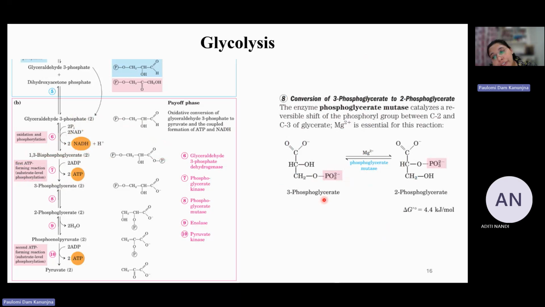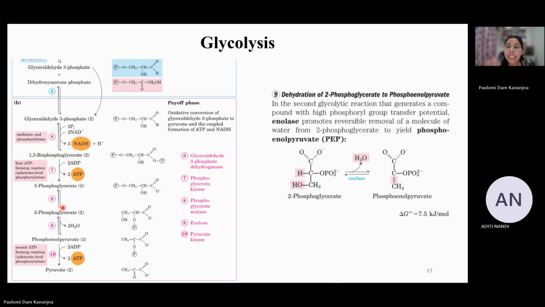What happens after this? After this, your 3-phosphoglycerate is becoming a 2-phosphoglycerate by phosphoglycerate mutase. Okay, and again, this is reversible. The phosphoryl group is shifting between the C2 and the C3 of the glycerate compound. So this is glycerate, the backbone is glycerate. You have phosphate here, which now moves to 2. It was in the third carbon, it is now moving to the second carbon. And that's happening because of phosphoglycerate mutase. This is this enzyme here. This is again reversible.